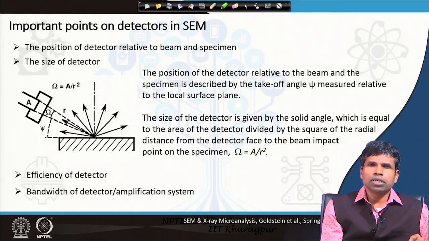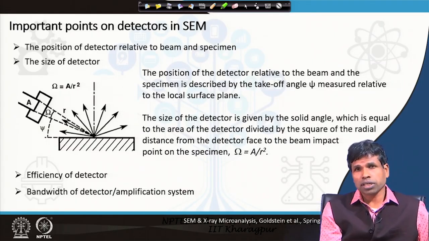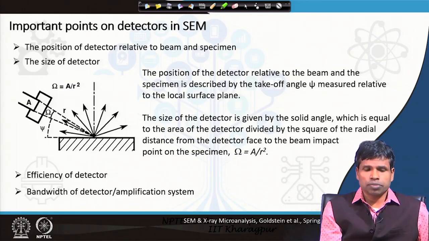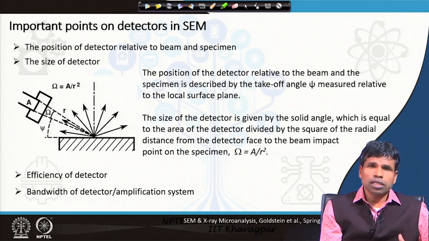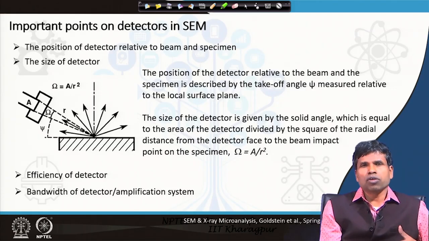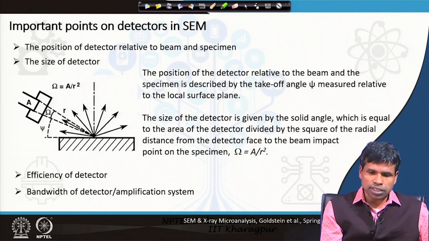So, the position of the detector is important in collecting the number of secondary and backscattered electrons. If the detector is placed in the right position, it would be able to collect more secondary electrons or backscattered electrons depending upon its position. That is the first thing. The second thing is the size of the detector. Certainly, if the detector size is bigger, then it would be able to collect more secondary or backscattered electrons, and then our signal will be more, because those electrons provide us the signal.